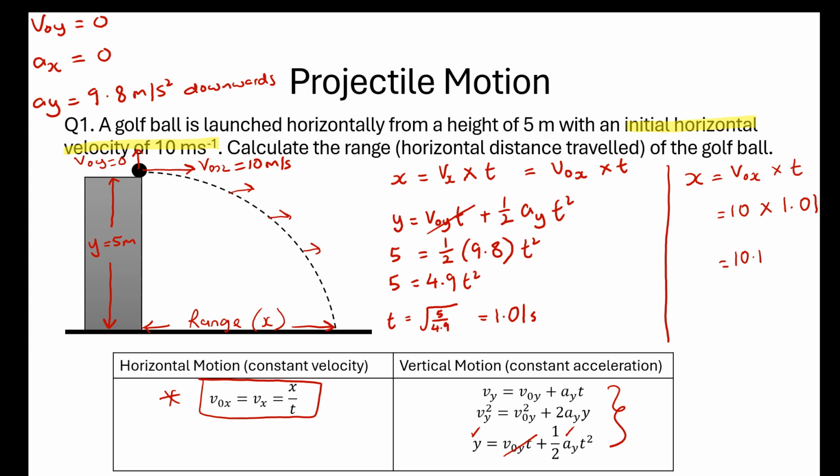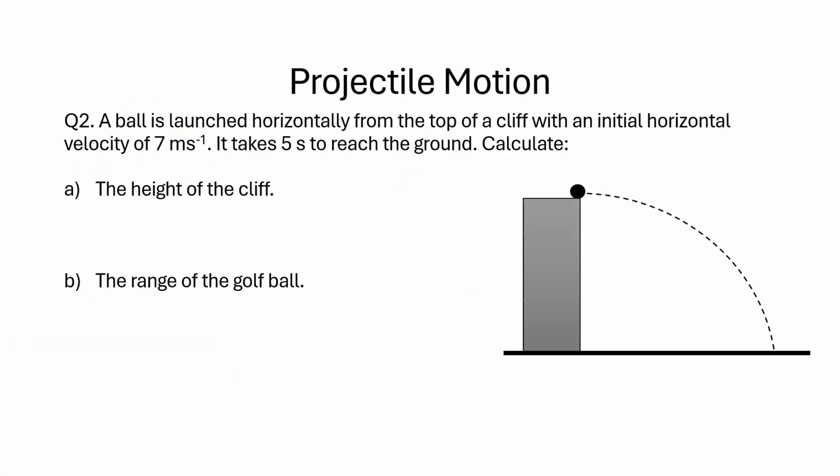And let's look at the units. Here the height is in meters and the velocity is in meters per second, so the range should be in meters. Okay, so the range is 10.1 meters. So this value, the maximum horizontal distance, is equal to 10.1 meters. Alright, so let's look at question 2.